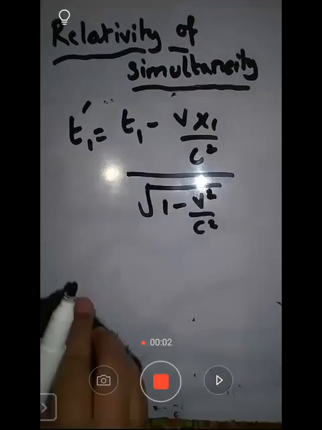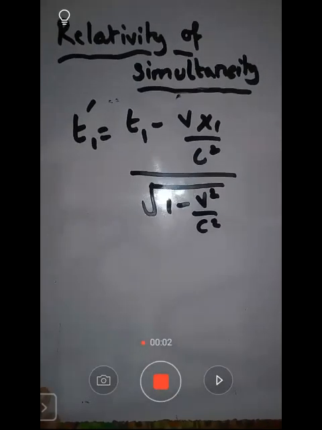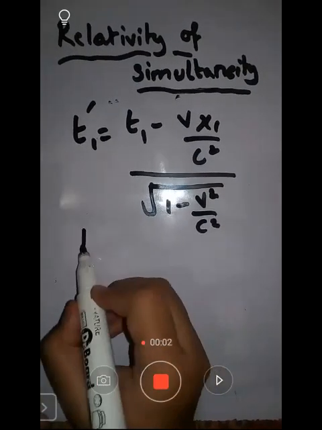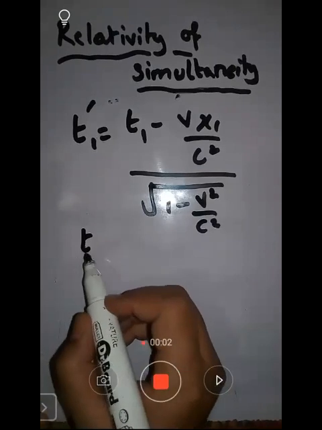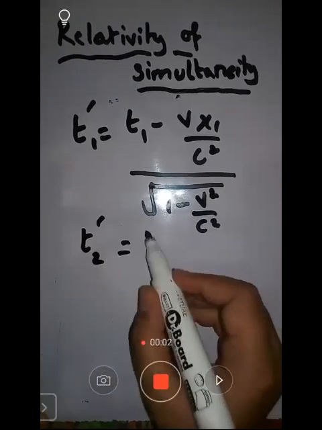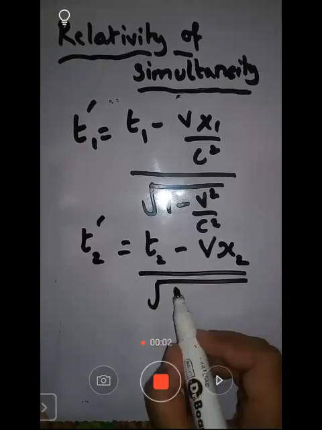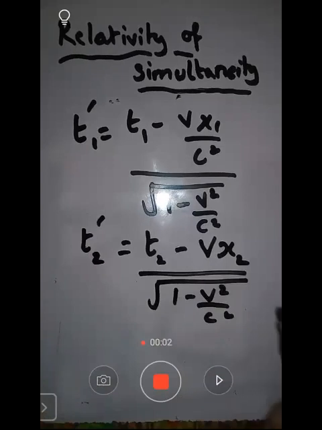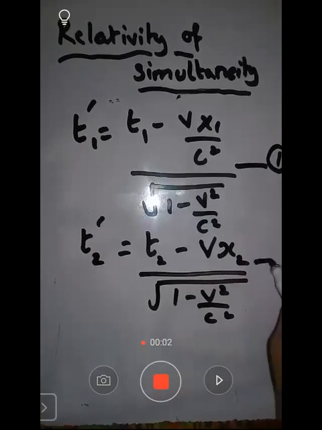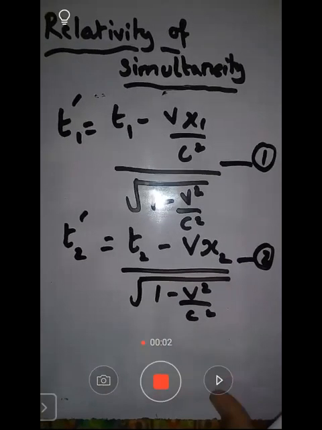Similarly, the time of occurrence of the second event observed from the S dash frame of reference is equal to (T2 minus Vx2 divided by C square) divided by under root 1 minus V square over C square. So these are the two equations representing the time of occurrence of the two events observed from S dash frame of reference.